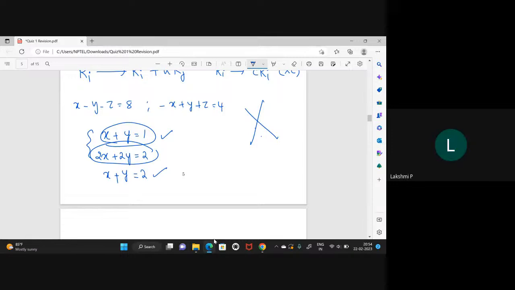So based on the number of equations, we can't say the solution. You cannot tell anything. But one thing you can tell: if the number of equations is less than the number of variables, definitely you're not going to get a unique solution, because you still don't have the needed information. Thanks, ma'am.